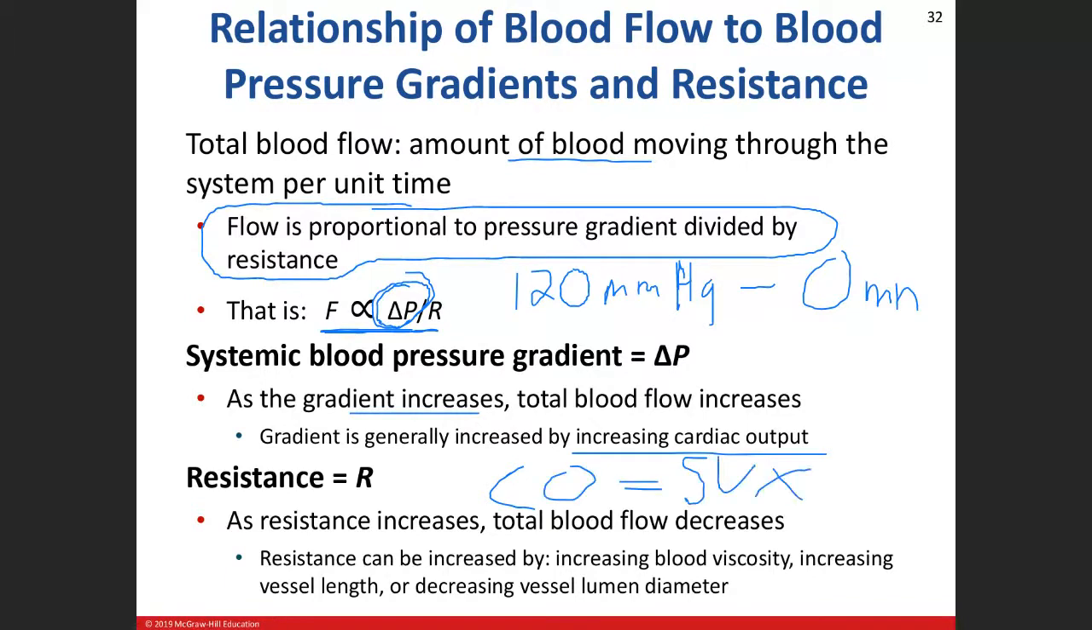You guys are going to hate me because I'm going to keep writing this equation out. You learn a lot from this equation.